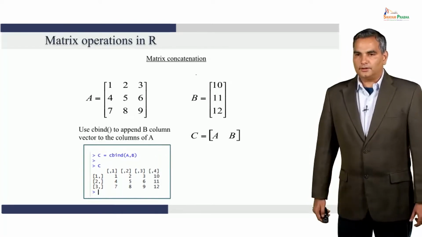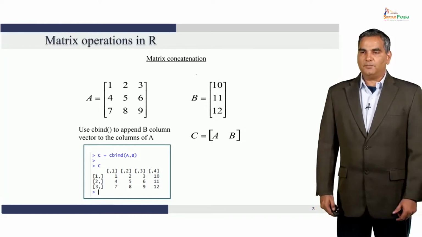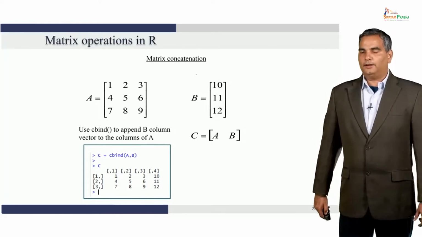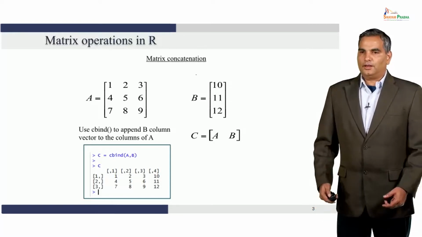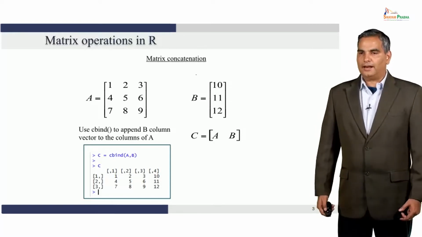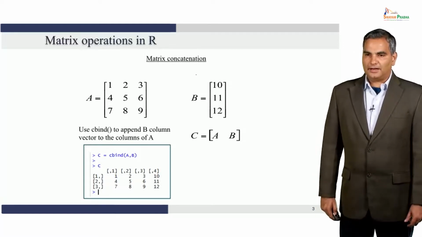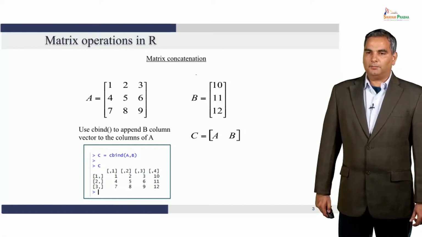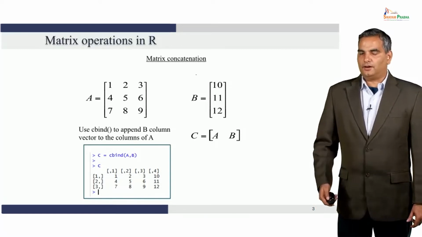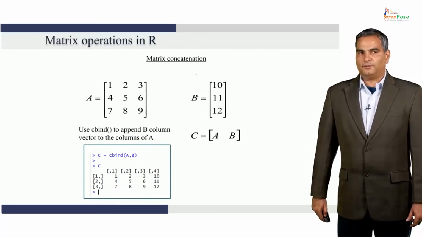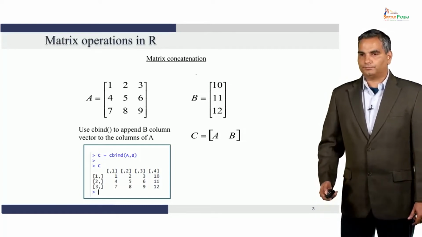You can do a similar bind in terms of columns. Now notice the A matrix is the same, but in the last slide B was a row vector, in this case B is a column vector, so you can actually use cbind to add B's column onto A. So if you use this command C is cbind(A, B), then you get this composite matrix which has the first 3 columns from A and the last column from B. So you got a matrix which is of size 3 by 4.